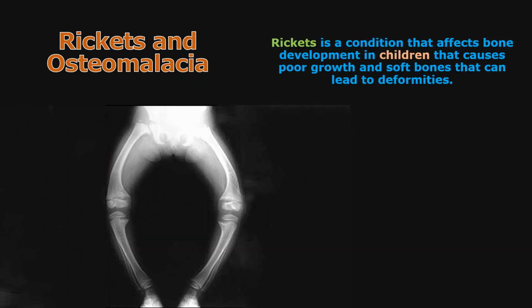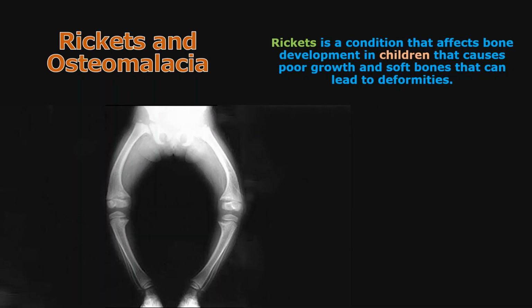Okay, rickets, you may have heard, is a childhood disease. We don't hear so much of it in this country, but in lots of parts of the world, this is still quite an issue. It has to do with dietary problems. If it happens in an adult, we often call it osteomalacia. So they're often talked about together, and I'm going to do the same thing here.